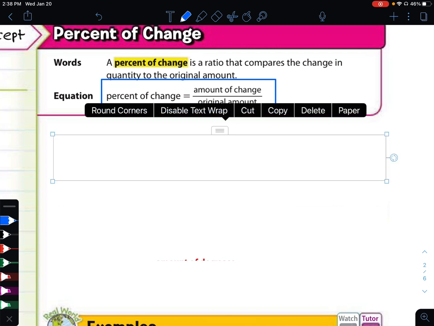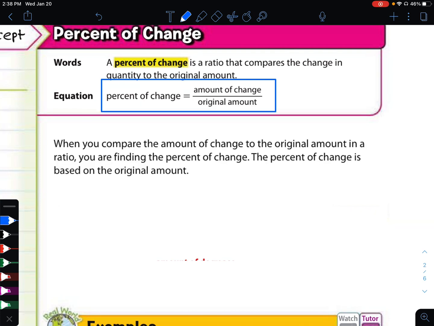Okay, so when you compare the amount of change to the original amount in a ratio, you are finding the percent of change. The percent of change is based on the original amount. So we always look at the original amount and we always look at the amount of change.